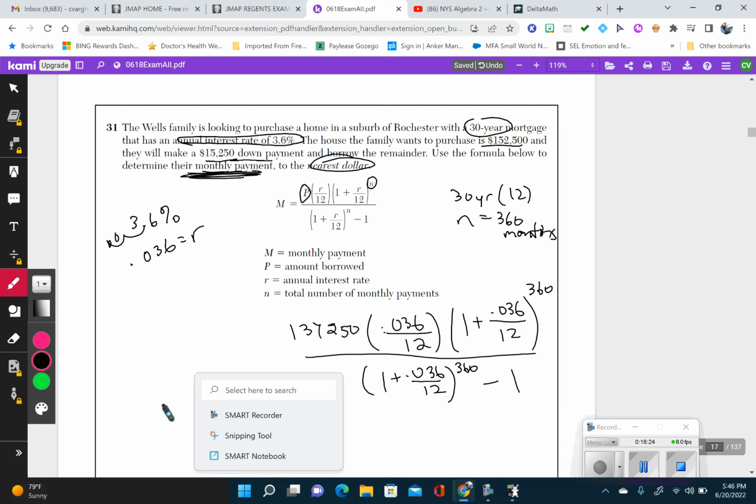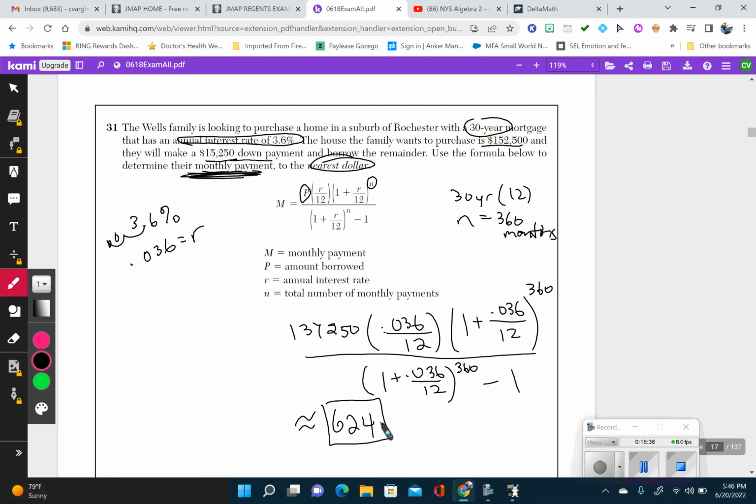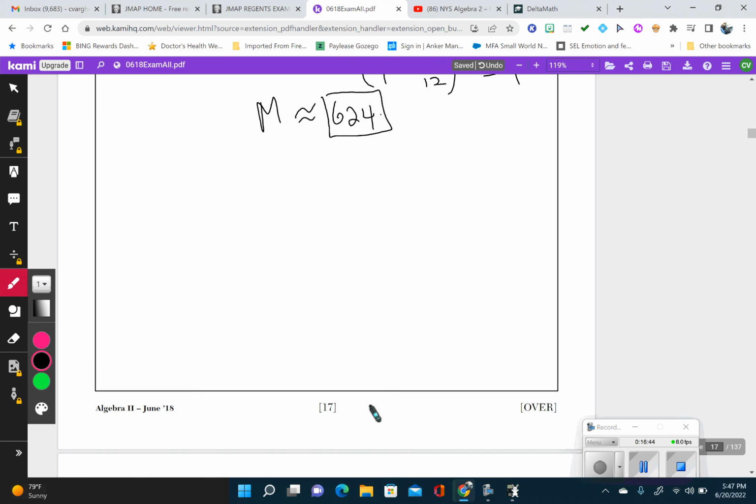Okay, so this just becomes a calculator question. You're going to plug all of this into the calculator. You're going to hit enter, and you're going to get a number that is about 624. So take that, plug that into the calculator, and you should get about 624. If you do not, come see me. Okay, that's the mortgage per month to the nearest dollar.